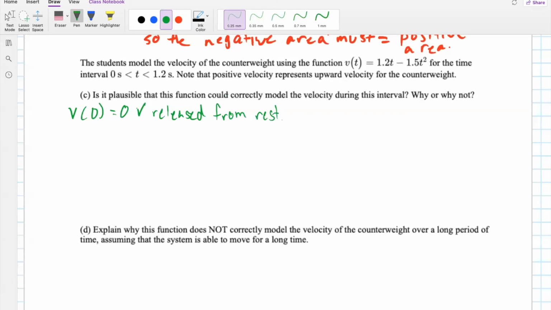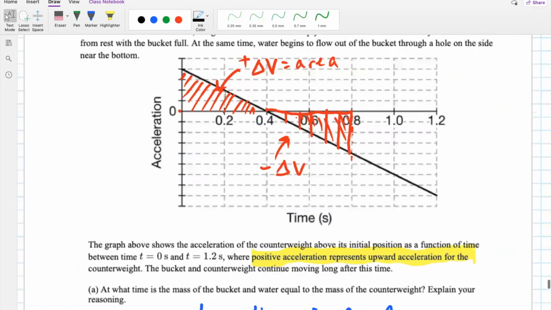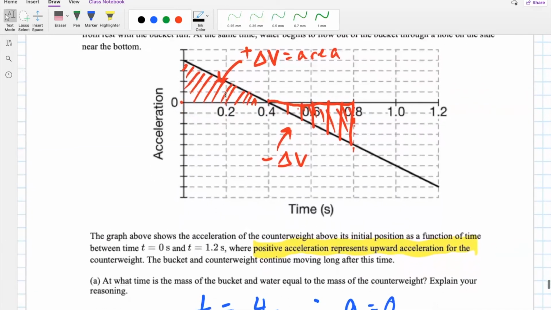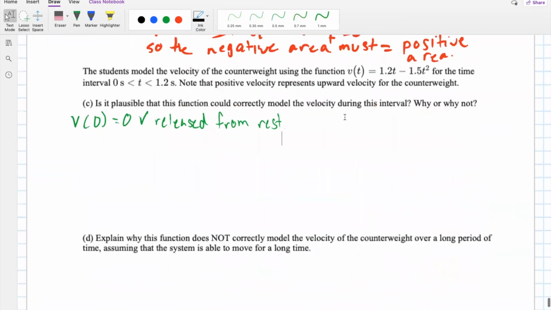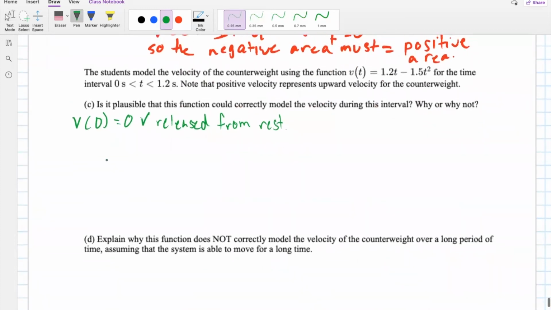As a matter of fact, let's see here. Do we have information about the velocity? I don't think we have that bit of information. But we do know that the velocity at 0.8 seconds should be equal to 0. So let's find out what is the velocity in the equation at 0.8 seconds.